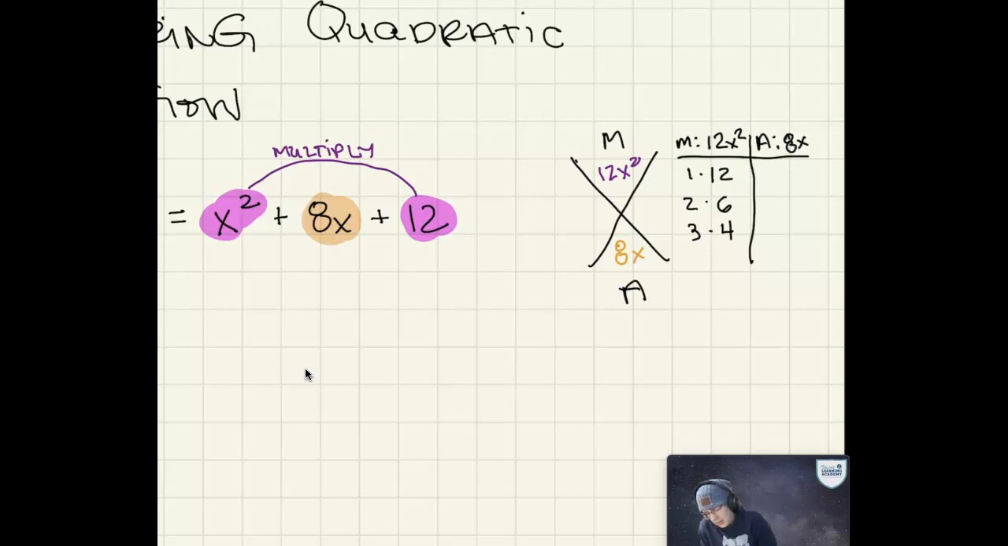Okay, so we've got 1 and 12 does not add together to get 8. And then we have 2 and 6, which does add together to get 8. So now we have our two factors. So we're going to take that one. And so we're going to write 2x here and 6x there. All right? So now we have our two factors that add together.